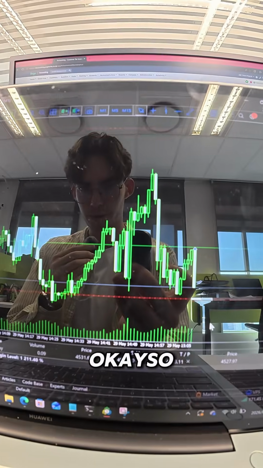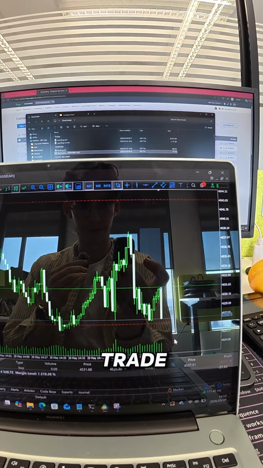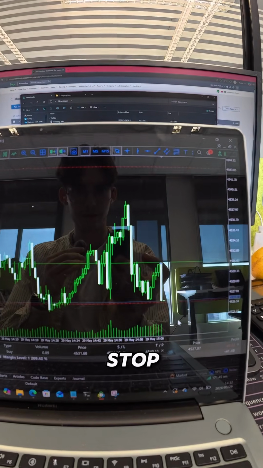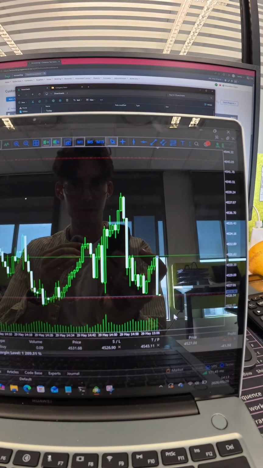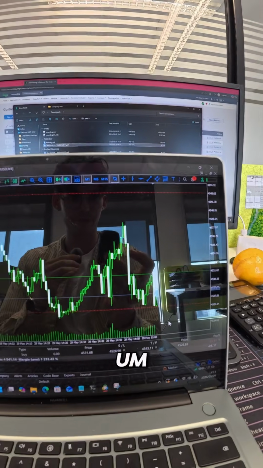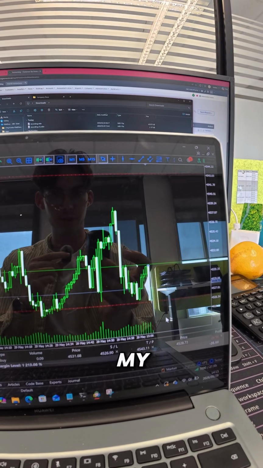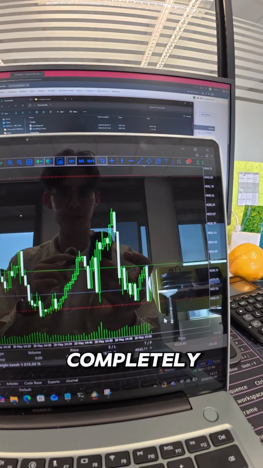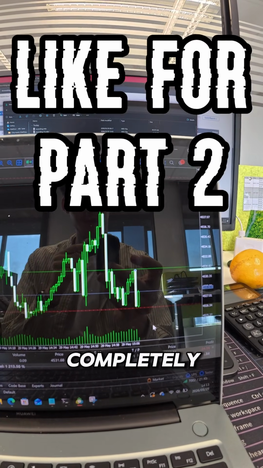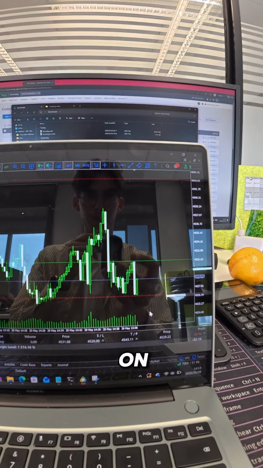Okay, so as you can see here, it actually has placed a trade which looks like it's about to hit stop loss. Okay, surprisingly it didn't. But it actually has placed its first trade. I don't think my code completely follows my strategy because I don't see why it actually took this trade. So I need to work on it a little bit more.